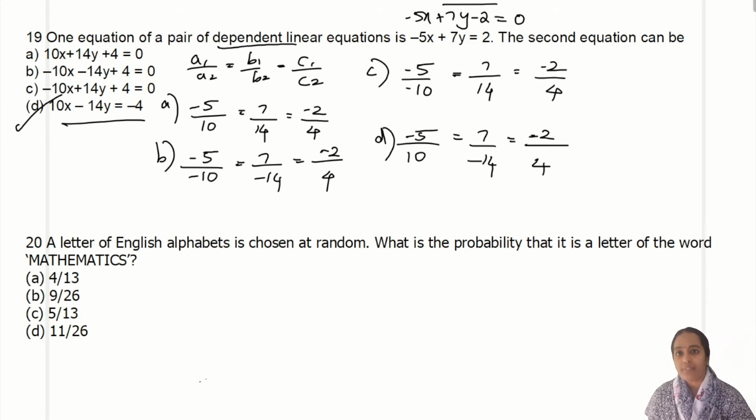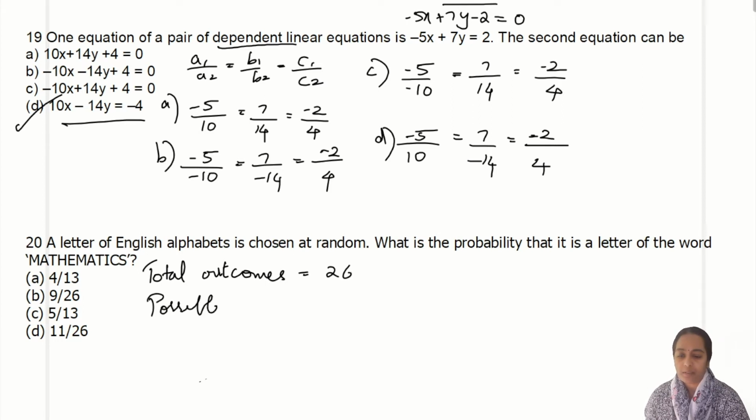A letter of English alphabets is chosen at random. What is the probability that it is a letter of the word mathematics? So, a letter of English alphabets. How many English alphabets do you have? You have 26. So total outcomes is going to be 26. What is the possible outcome, students? Possible outcomes are the letters of the word mathematics. So you're going to take the letters of the word mathematics.